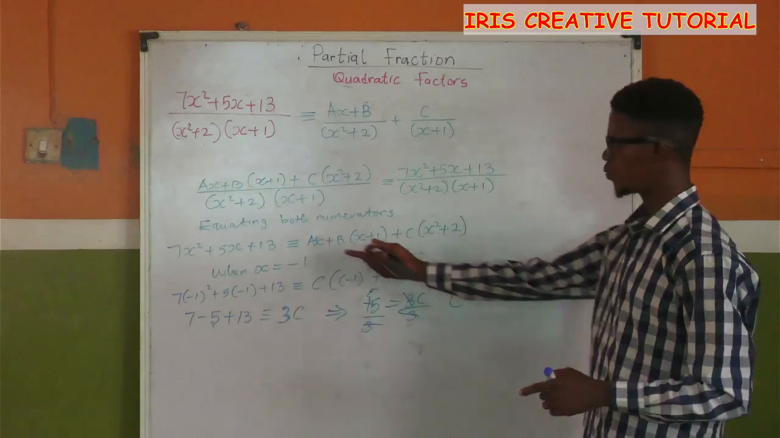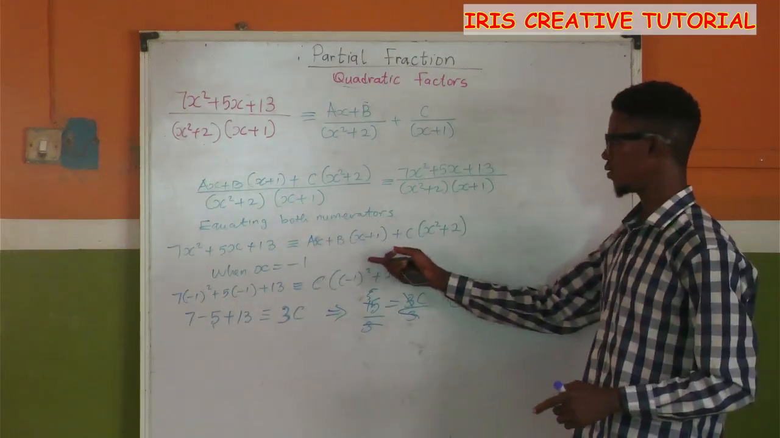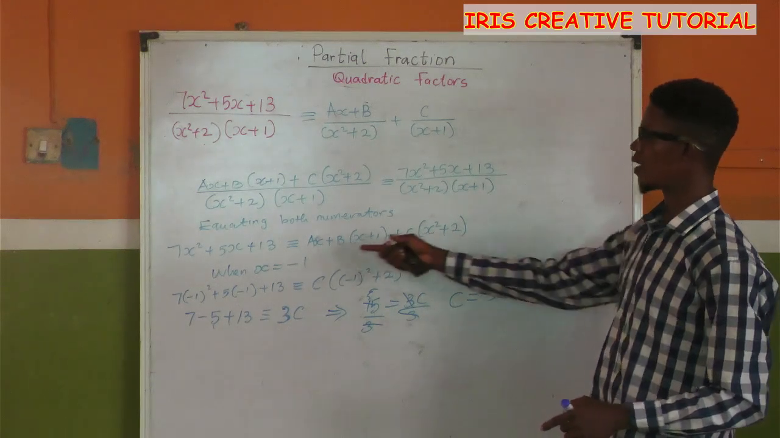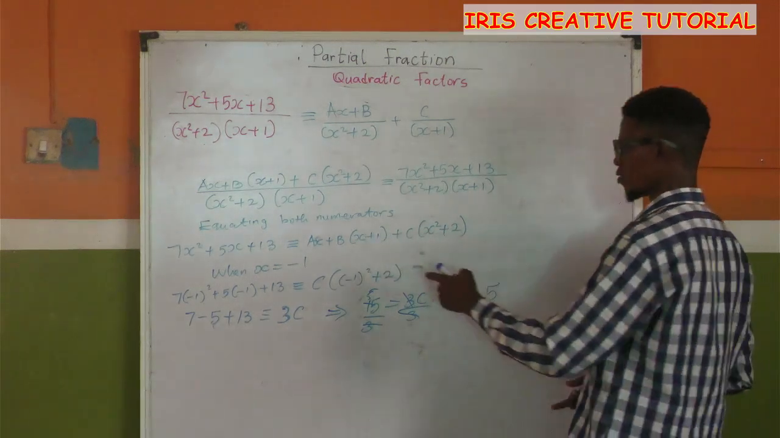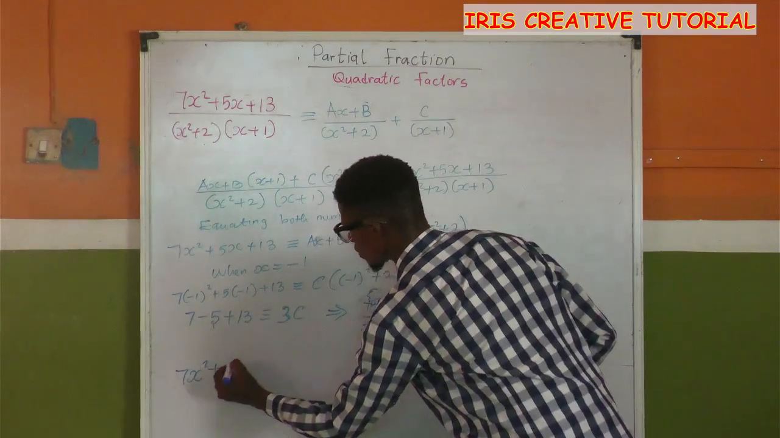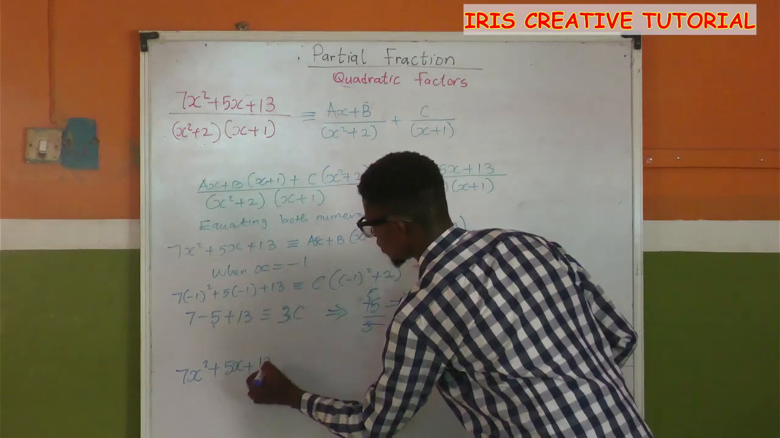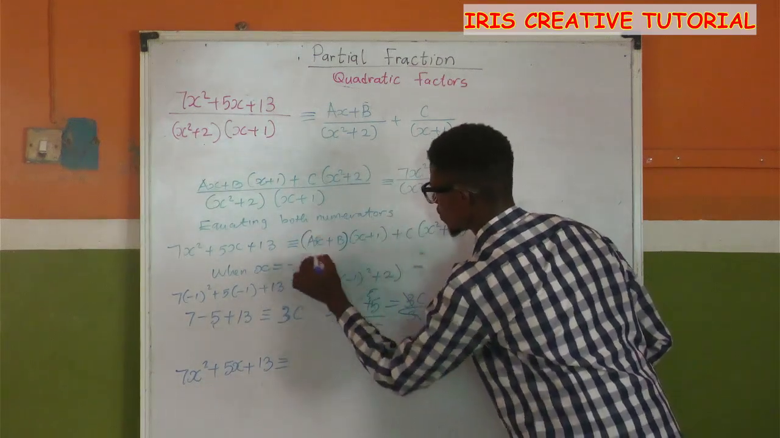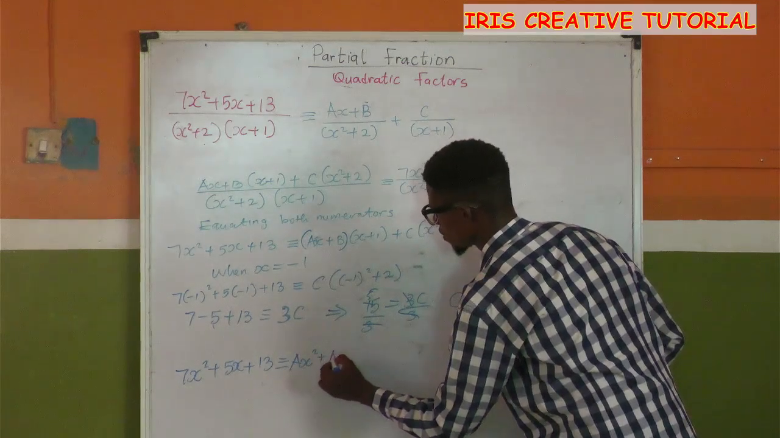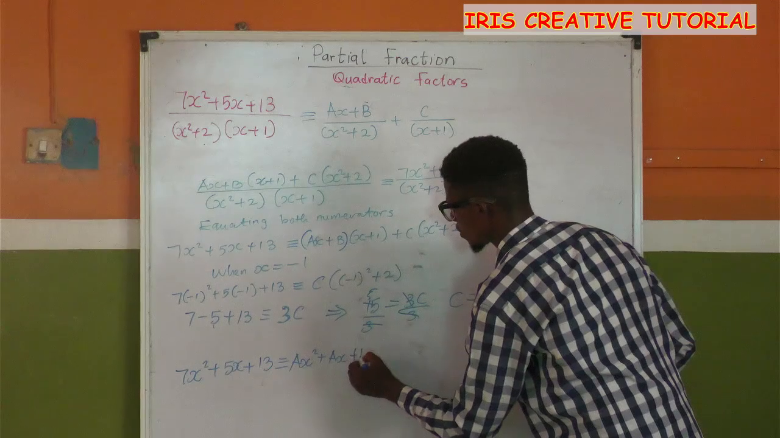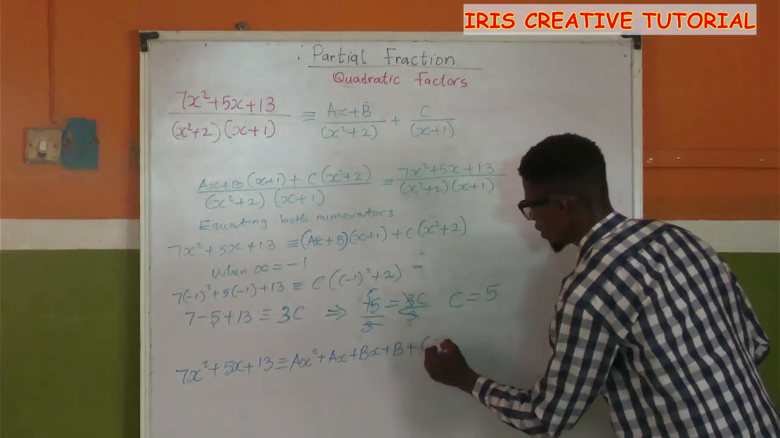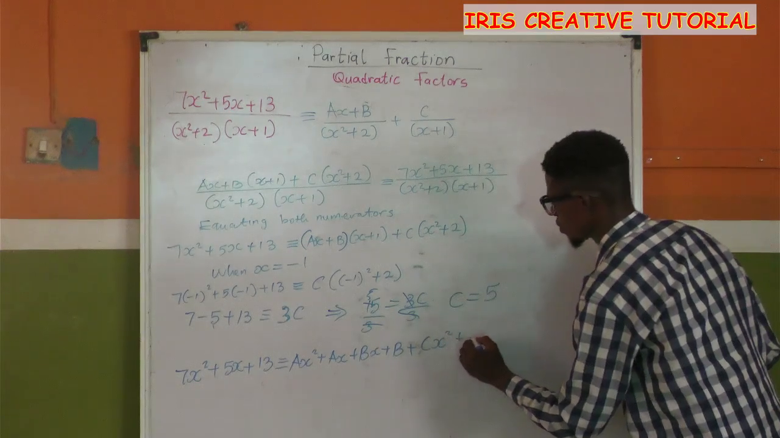The next thing we need to do is to expand this expression, to get the value for a and b. I guess now we need to expand the right hand side of this expression. So let's go on and expand this side, then we'll make it equivalent to this side. So we have 7x squared plus 5x plus 13 is equivalent to ax squared plus ax plus bx plus b. When we expand this also, we have cx squared plus 2c.